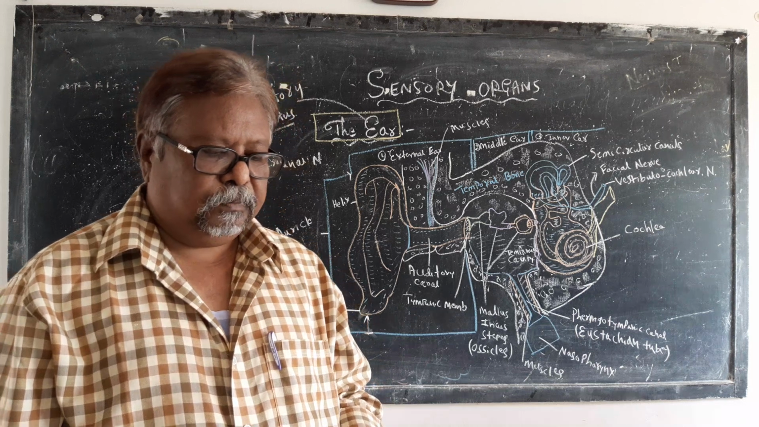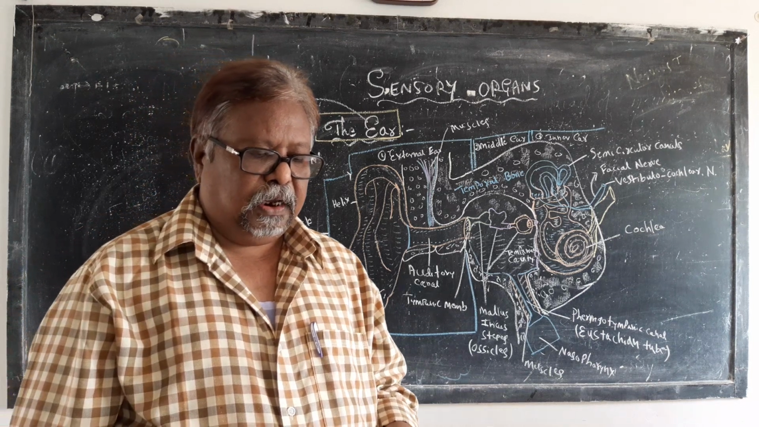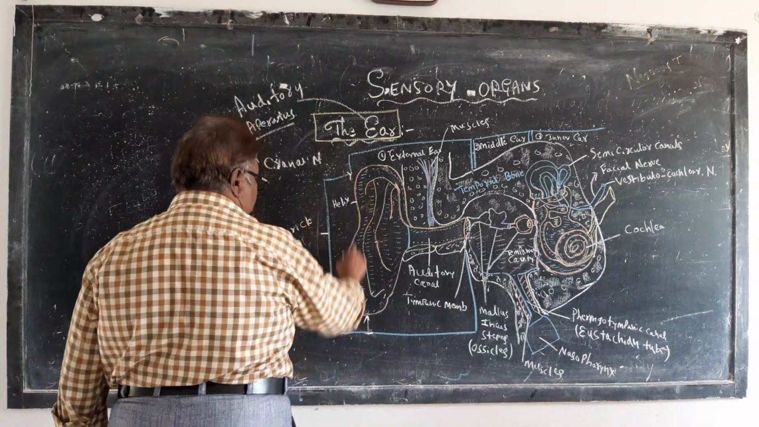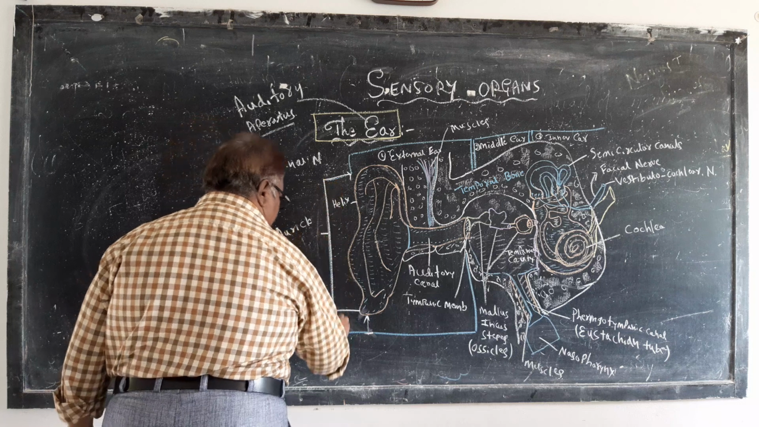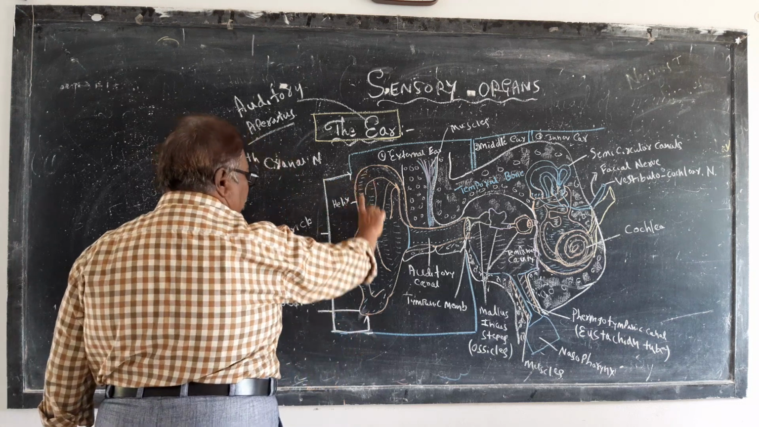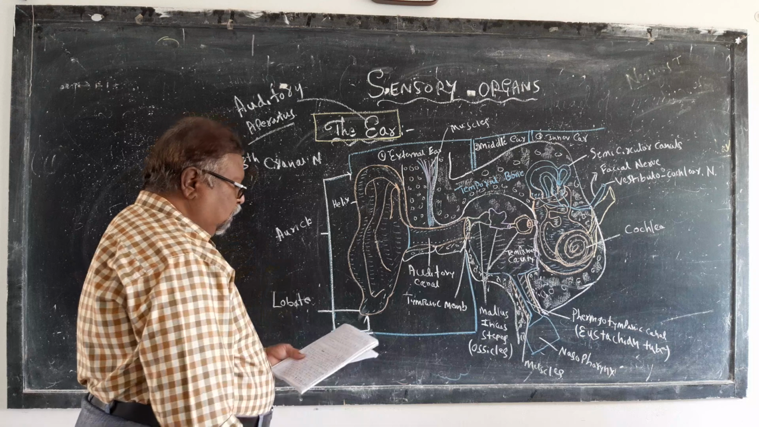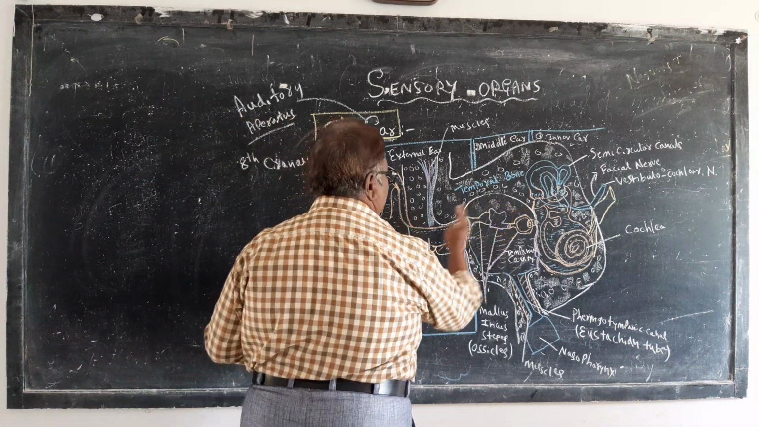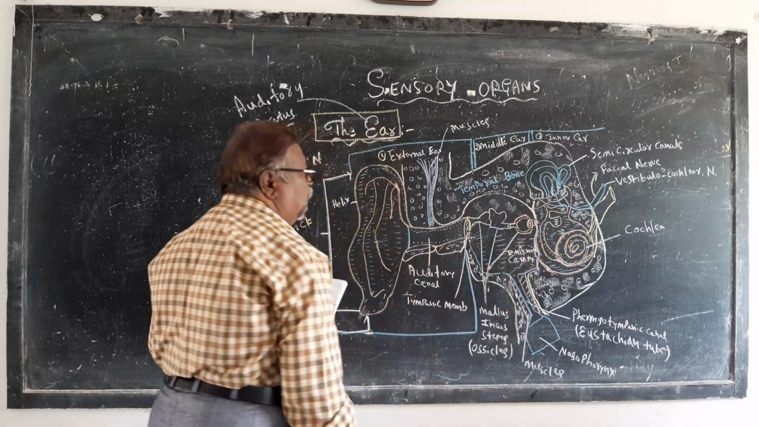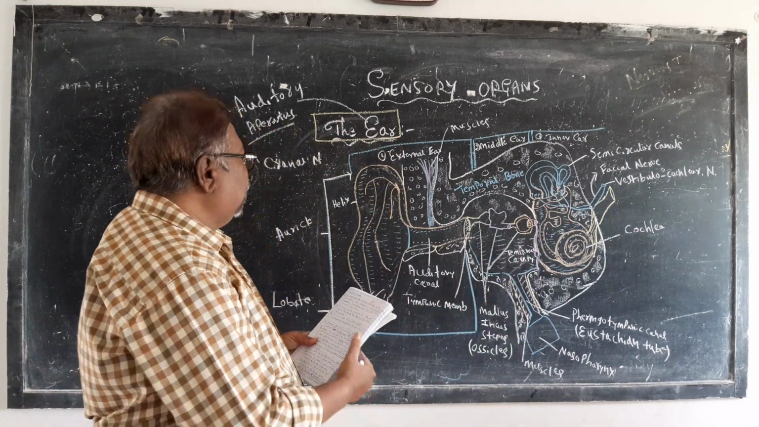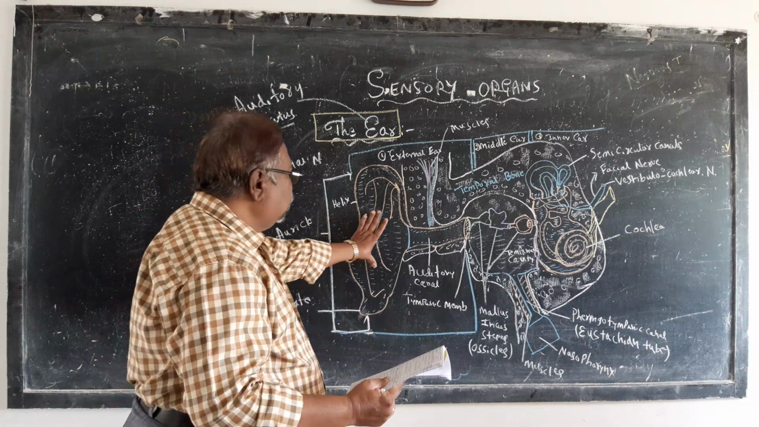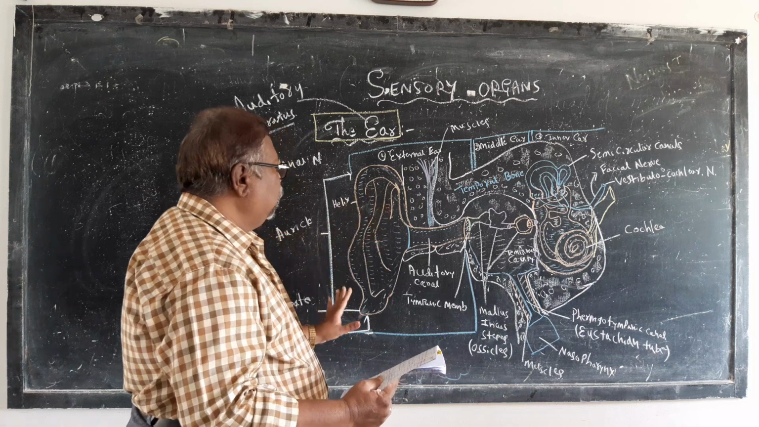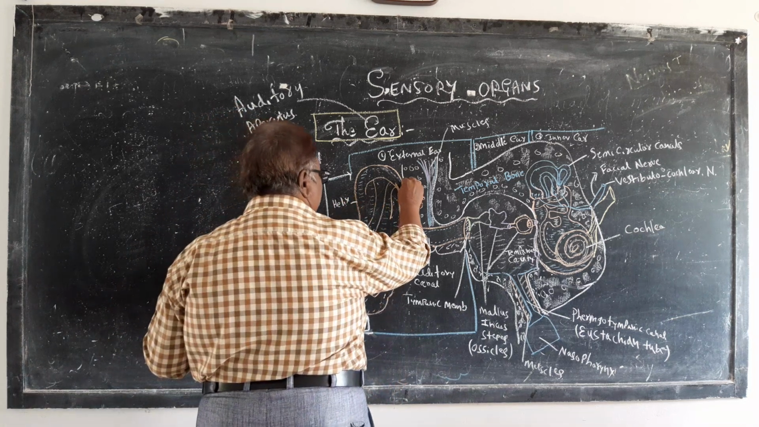The auricle, the outer ear, is outside the body. This portion is the auricle. This auricle is outside the body, whereas the external, middle and inner ear are all inside. The external ear contains the auricle, which is the only part present outside.